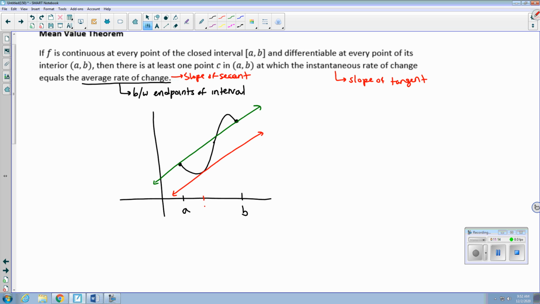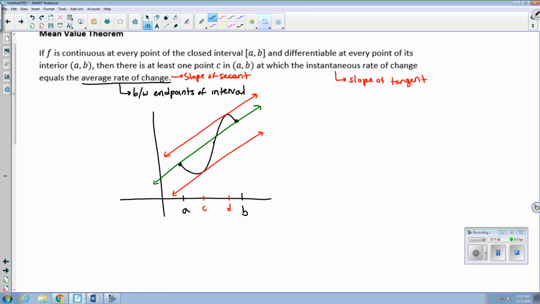So let's call this point C. That's one location. But there's also another location. I could draw a tangent line up here. So there could be more than one spot where the slope of the tangent line equals the slope of the secant line, or there could be more than one spot where the instantaneous rate of change equals the average rate of change. But there's guaranteed to be at least one location where that is true.